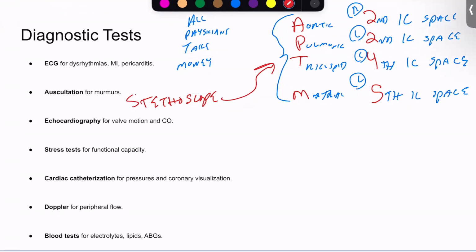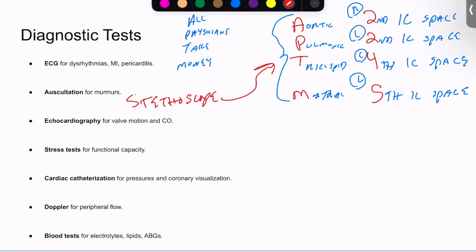Echocardiogram, obviously, to look at specific valve motion and kind of look at our cardiac output. Stress tests, they test for different functional capacities. That's where they put somebody on a treadmill, usually. Cardiac catheterization. So cardiac catheterization can be done for a few different reasons. It is an invasive procedure, and what they do is they put a catheter through your heart vessels.